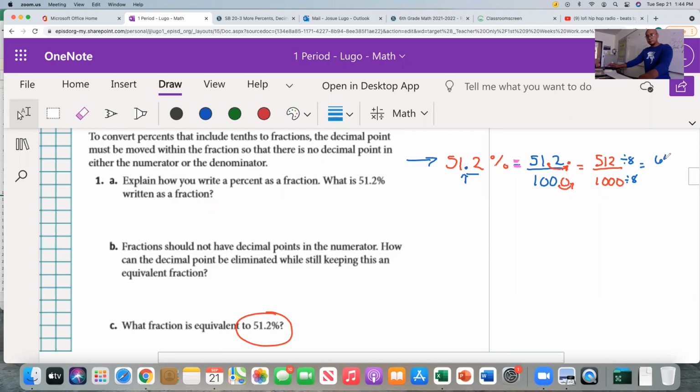64 over 125. And that would be the answer. That is the simplest form of this, believe it or not. That is what you would type into Schoology, 64/125.